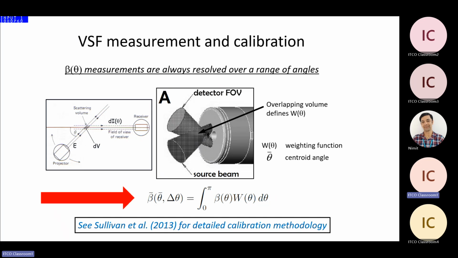And we have a paper that goes into the detailed calibration methodology, which I don't have time to talk about. But once you get this weighting function, you can take the volume scattering function, convolve it with the weighting function, and it gives you this weighted beta. So even though the ECO has these very broad source and detector beams, they still say it's measuring at 124 degrees. But you have to remember that's just a centroid angle and a very, very broad weighting function.